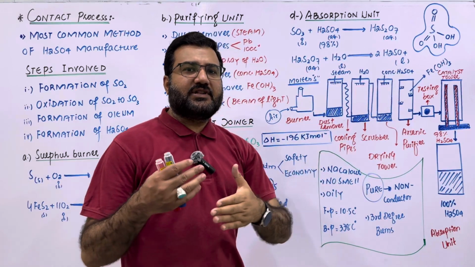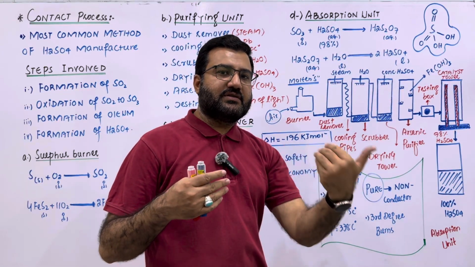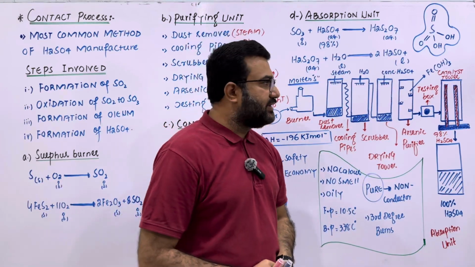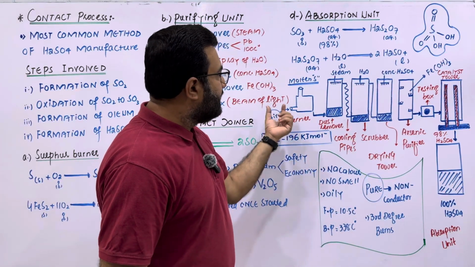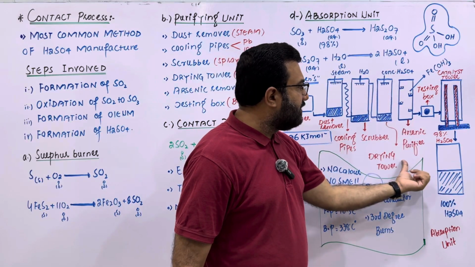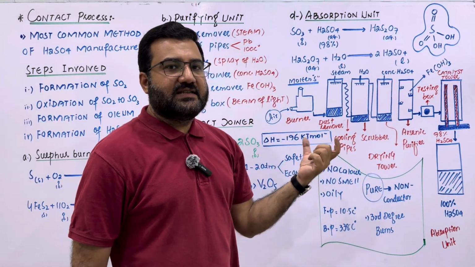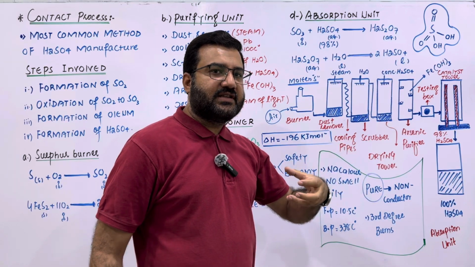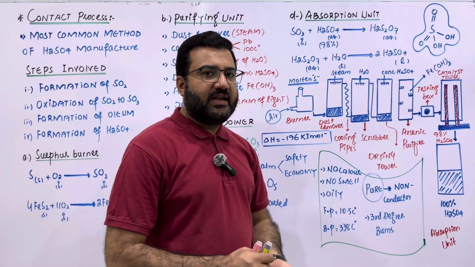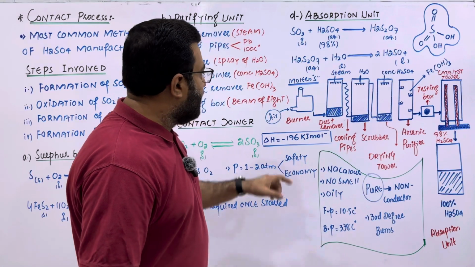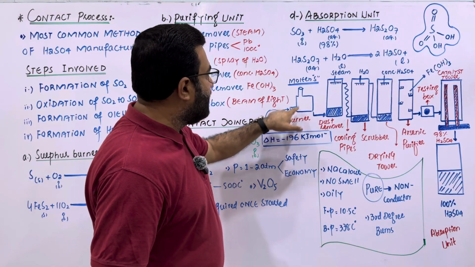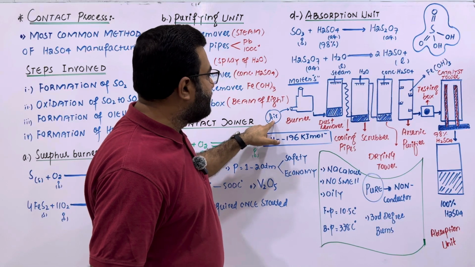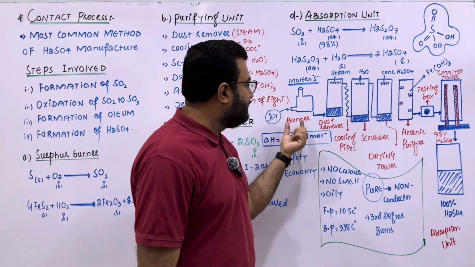The major steps involved are the conversion of sulfur to SO2, then SO2 to SO3, and then SO3 to finally H2SO4. This is a flow sheet diagram of the contact process. The flow sheet diagram is a diagram which shows all the steps involved in an industrial process on a sheet of paper in a very easy and comprehensive manner. This is the sulfur burner, where molten sulfur is introduced along with air, and the oxygen of this air will oxidize the molten sulfur to SO2.